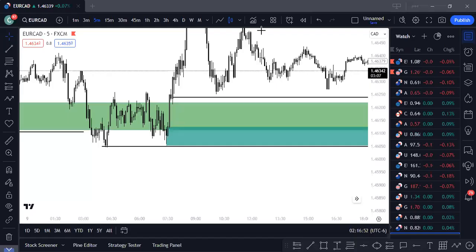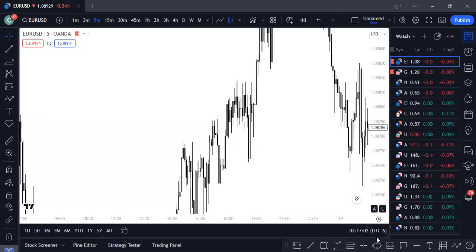And if you don't see a supply or demand level, there will always be one. The thing is, if you don't see it on the 5 minutes, you might see it on the 3 minutes. But I trust the 5 minutes more.